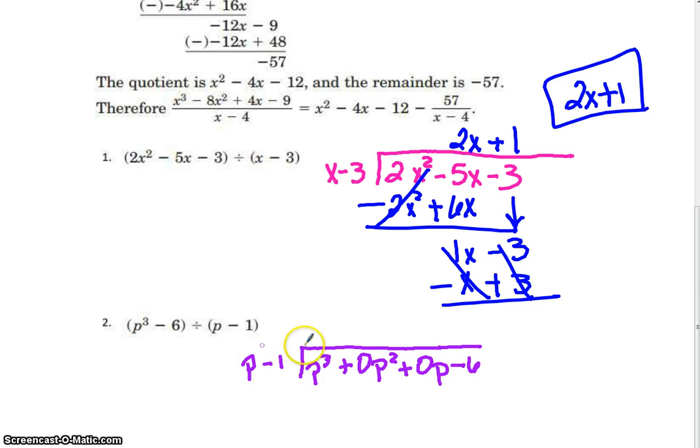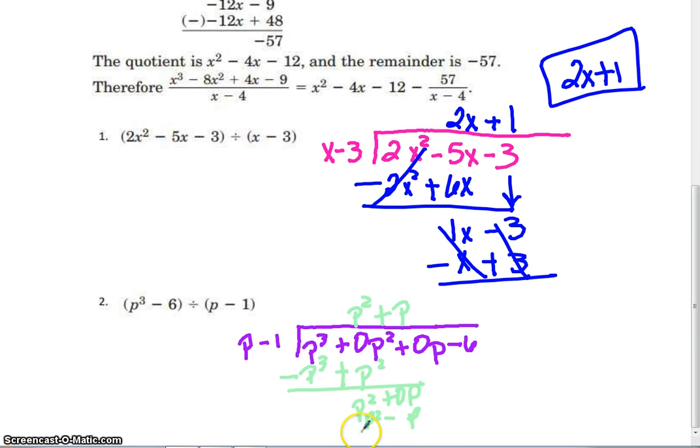So now, what would you multiply p by to get p to the third? And you would multiply it by p squared. So p squared times p is p to the third, minus p squared times 1 is p squared. Draw a line, change your signs, and 0 plus 1 is 1, so this is p squared. Bring down your plus 0p. What would you multiply p by to get p squared? So plus p, and that's going to give you p squared minus p. Draw a line.